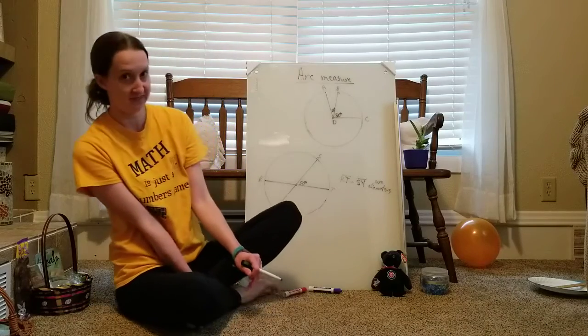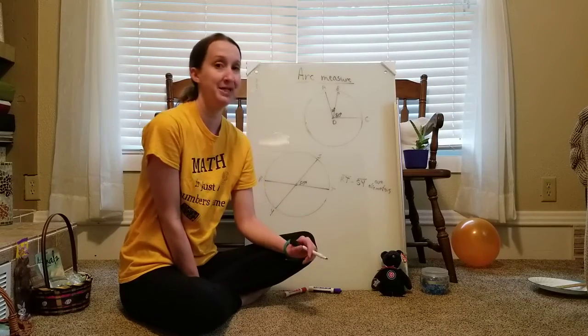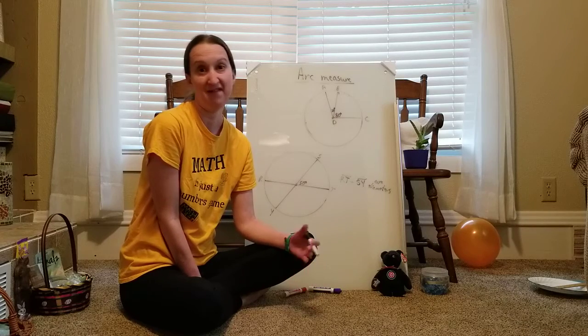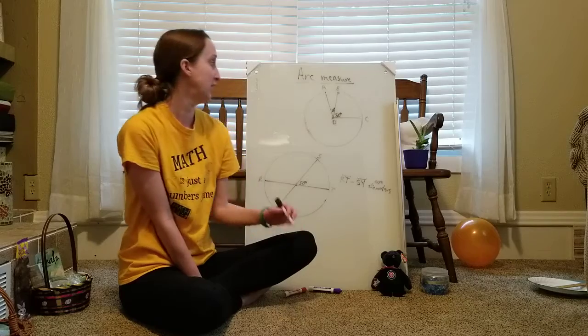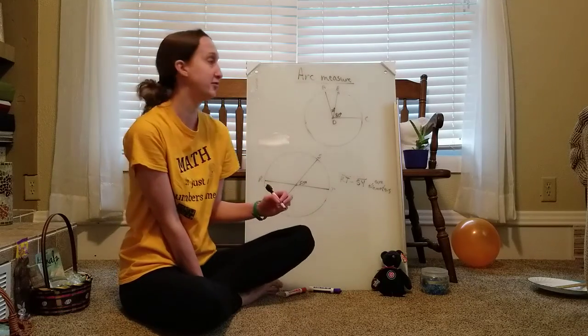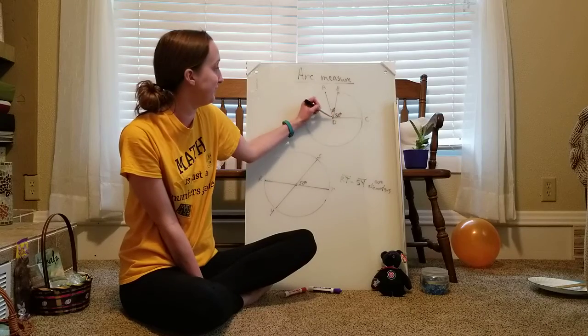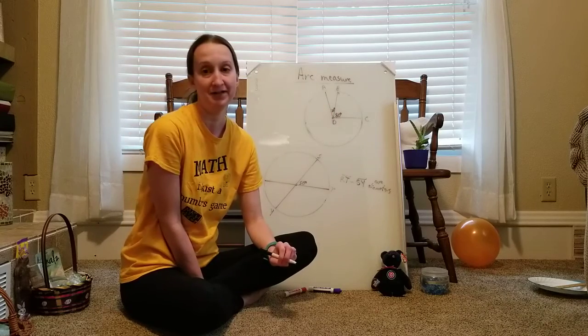Arc measure in this video. Arc measure is going to be given in degrees as opposed to arc length that was given in, let's say, feet or inches, for instance. First of all, we need to know what a central angle is. A central angle is any angle that uses the center of the circle as its vertex.